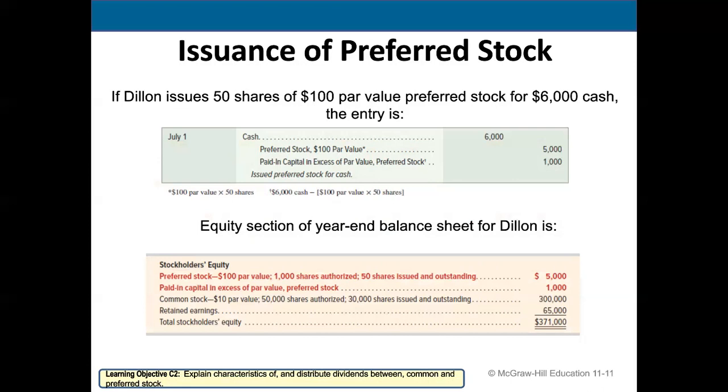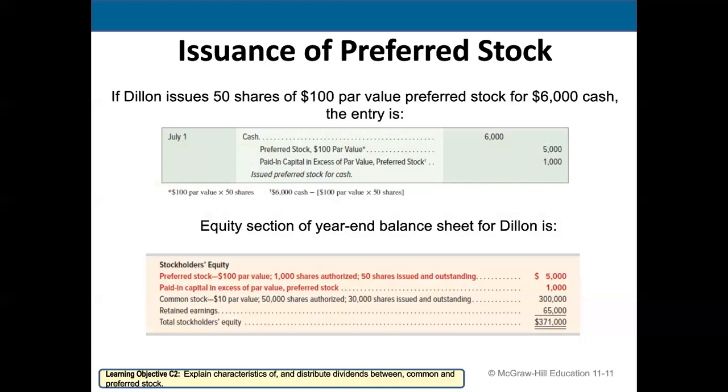Again, when we issue preferred stock, our cash will increase, and then our preferred stock account and paid in capital in excess of par accounts will also increase. So here, Dylan issues 50 shares, $100 par value preferred stock for $6,000 cash. We'd show our cash increasing with a debit of $6,000 and our preferred stock increasing with a credit of $5,000. And then our paid in capital in excess of par will increase with a credit of $1,000. So these look the same as other stock transactions.